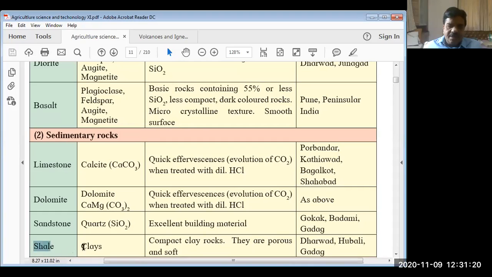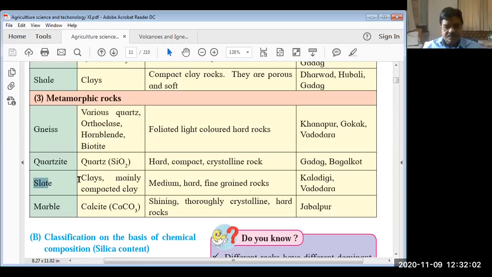Shale contains more clay. Slate is very delicate, very fragile in nature.